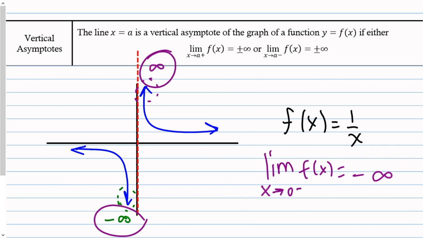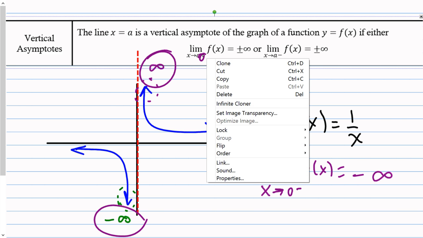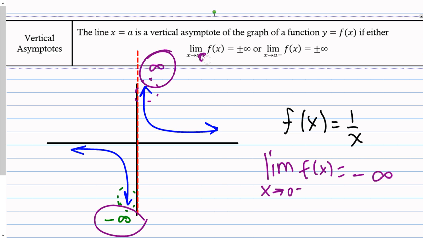This is the formal definition for an asymptote. The line x equals a is a vertical asymptote of the graph of a function y equals f of x if either the limit from the right is plus or minus infinity, or the limit from the left is plus or minus infinity.